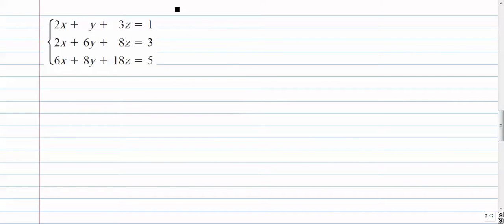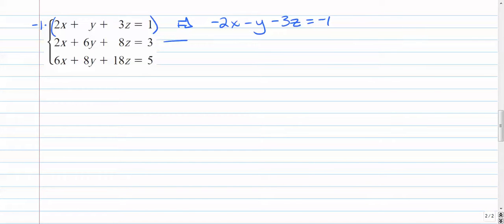Let's see this one here. So I want to look at my coefficients again. Start with the top two for sure. Positive 2 is the coefficient for both x terms, so I'm just going to simply multiply the top one by negative 1, and bring it over here. I get negative 2x minus y minus 3z equals negative 1.